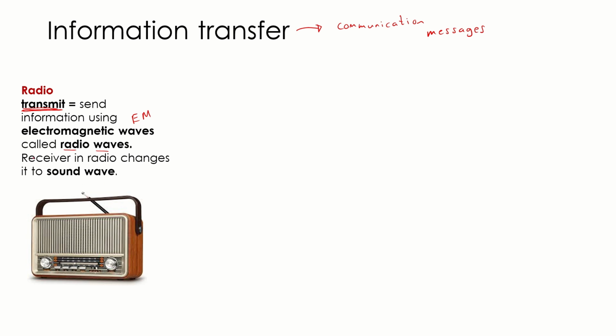Inside of a radio is a receiver, and that receiver changes the radio wave into a sound wave. So radio waves go in, sound waves come out. And sound waves, we can hear them. So even though we cannot see the radio wave, it is changed into something that our brain can detect, which is sound waves.